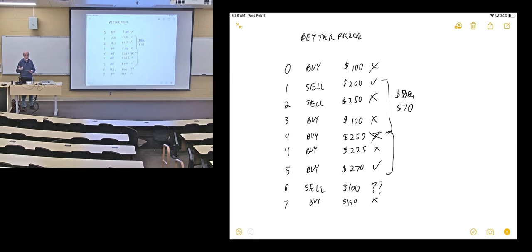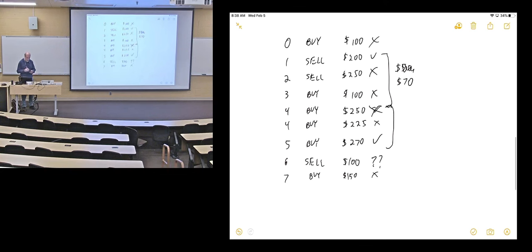That's not interesting because that would be a profit of $50 and I've already got a profit of $70 remembered. Time 8, someone says, I'm willing to buy that stock for $170. Still not interesting because it's only $70. That's the same that I have. I stick with the original trade. I don't replace unless it's better.